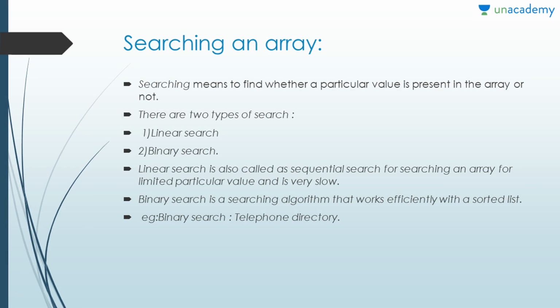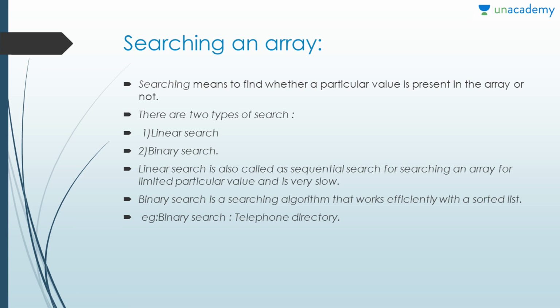Okay, so let's move ahead and see what searching an array is. Searching simply means to find whether a particular value is present in the array or not. So there are two types of search. First is linear search and second is binary search. But linear search has its own drawback, that it cannot be used to search a long list. Okay, so there are two types of searches, linear and binary search.